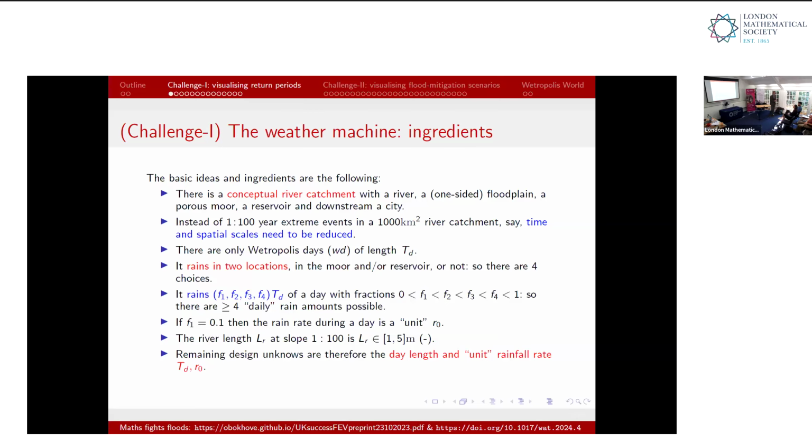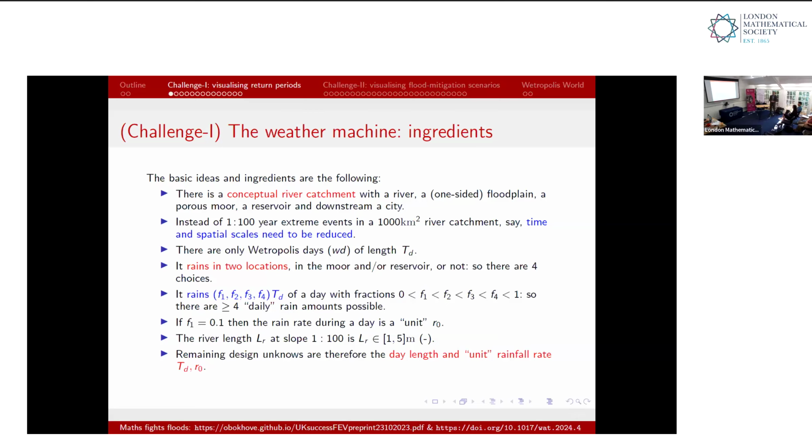Let there be a conceptual river catchment. Conceptual, because I'm a mathematician. It doesn't need to be a miniaturization. I need a river, because I'm interested in river flow, a floodplain, one-sided for space reasons, a porous moor, so that you can have some delay of the rainfall into the river, and then a reservoir, and if the reservoir is full, it will instantaneously flow into the river, so it's like an urban hard surface. And then downstream somewhere there is a conceptual city.